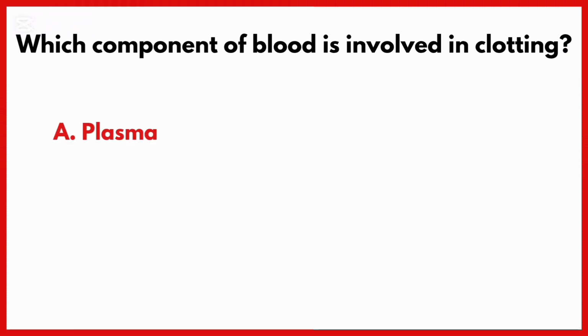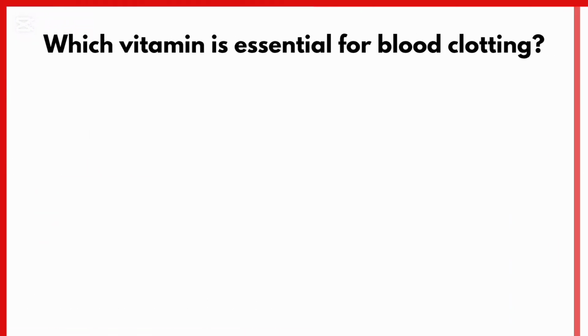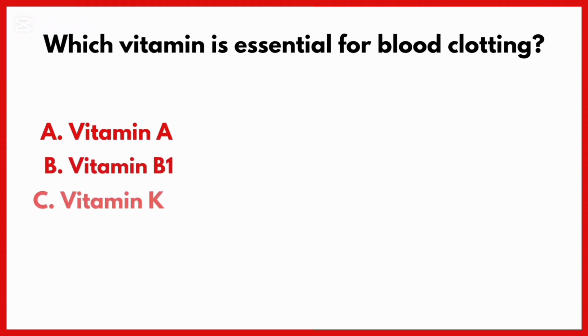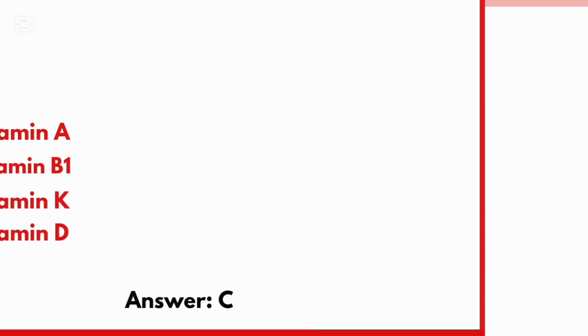Which component of blood is involved in clotting? Correct answer is option B, platelets. Which vitamin is essential for blood clotting? Correct answer is option C, vitamin K.